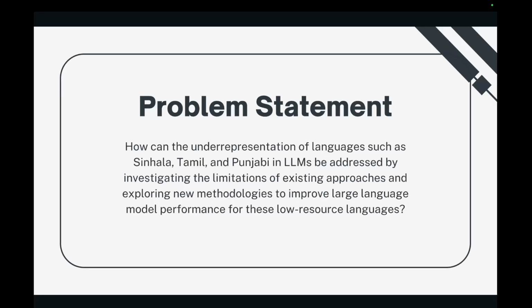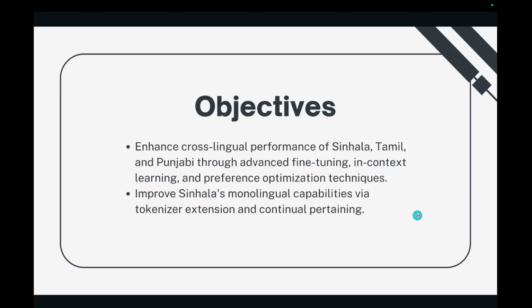You might have noticed that large language models perform much worse for low-resource languages such as Sinhala, Tamil, and Punjabi, compared to high-resource languages such as English, Chinese, and so on. So, what we try to do is make low-resource languages perform much better in different tasks when we use large language models. So we had two main objectives.